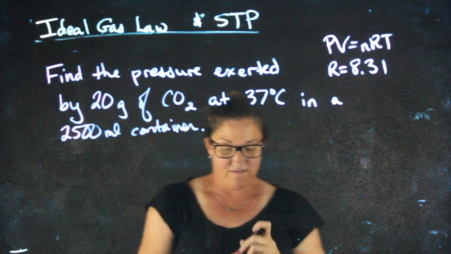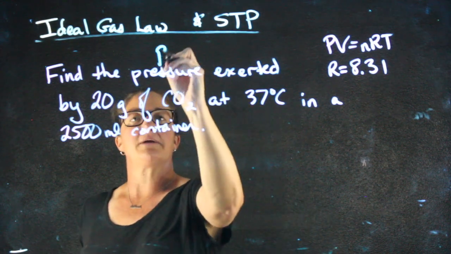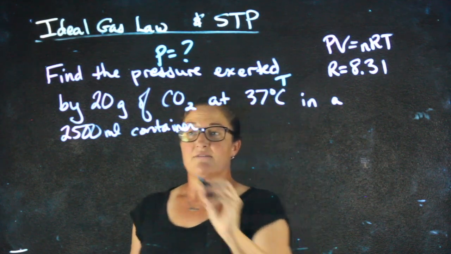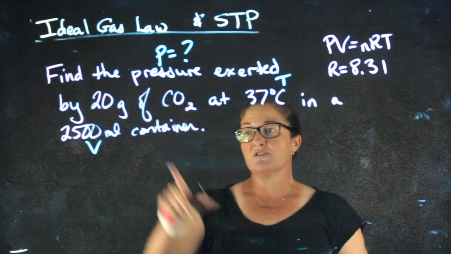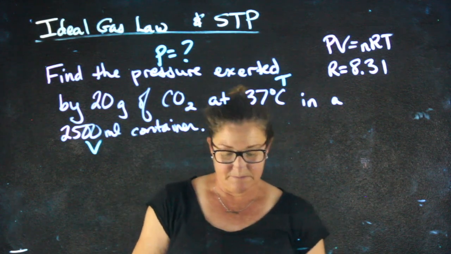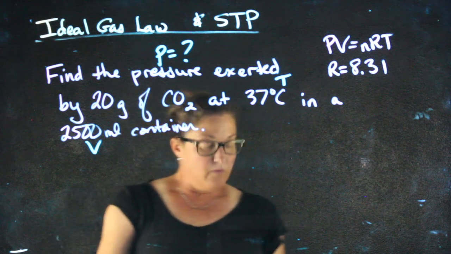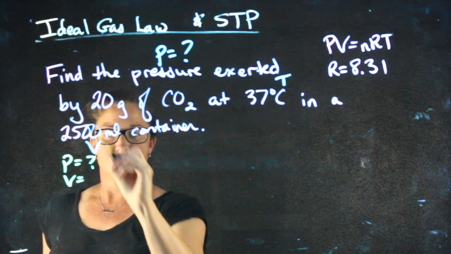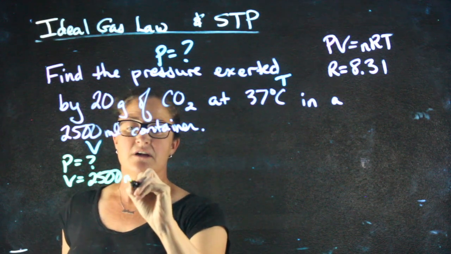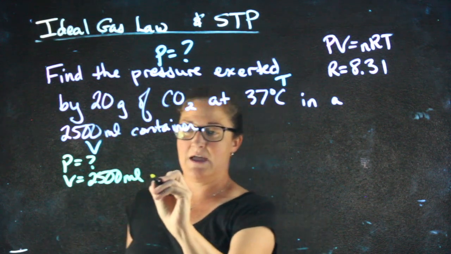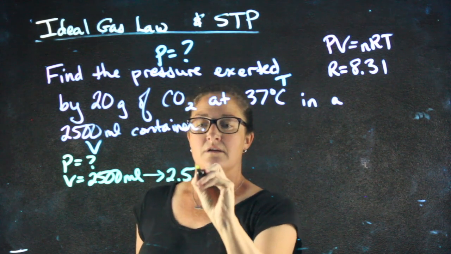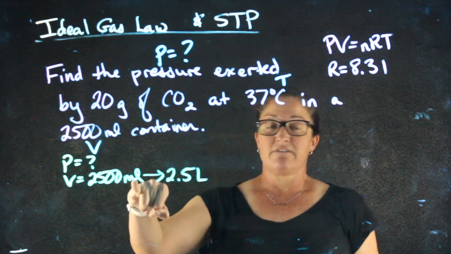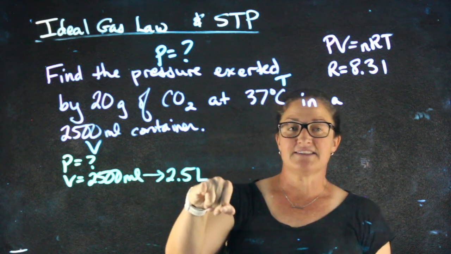So let's take a look at what I've given you. Well, we're looking for P. I've given you temperature. I've given you volume. I didn't give you moles, but I gave you enough information to get moles. So pressure is what we're looking for. Volume is 2,500 milliliters, but it needs to be in liters, so I need to convert that. 2.5 liters. Remember, IB would also refer to milliliters as cubic centimeters, and this is dm cubed.